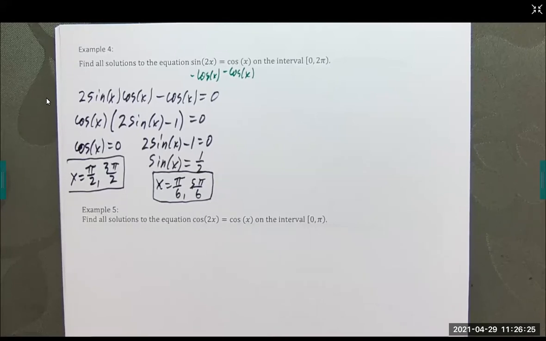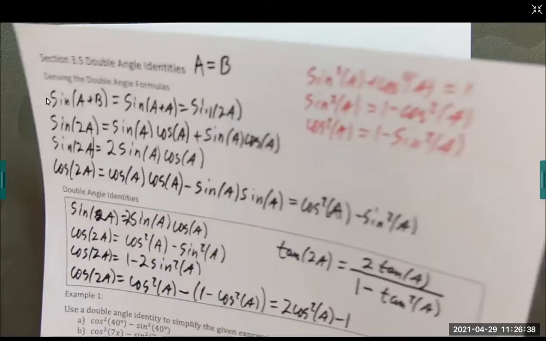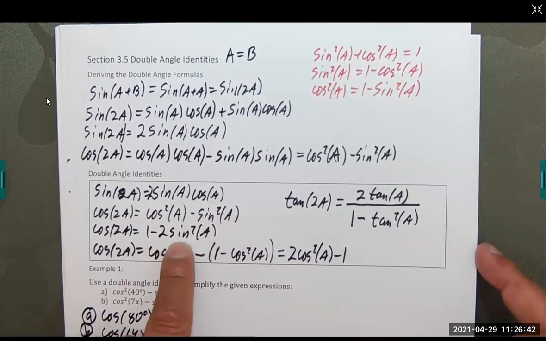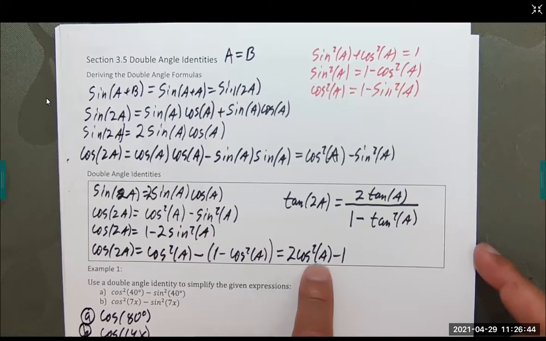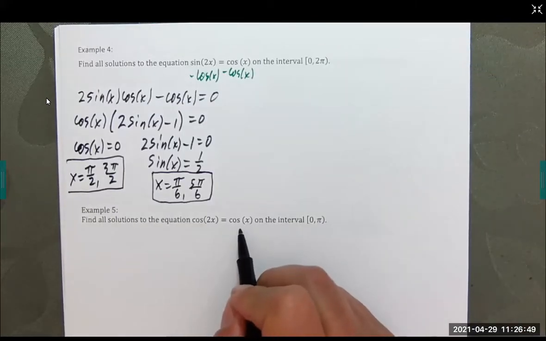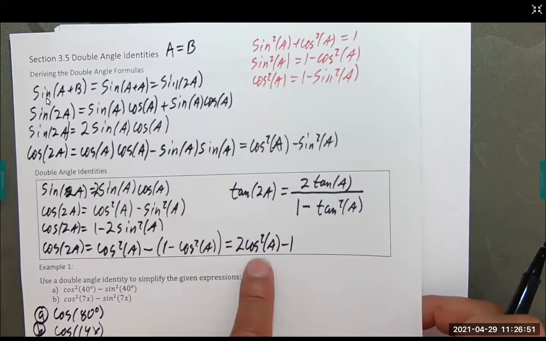All right. Example 5. Find all solutions to this here. Now, if you remember, we actually have several choices when it comes to the cosine of 2x. Cosine squared, sine squared, 1 minus 2 sine squared a, and 2 cosine squared a minus 1. Now, because I have a cosine function here, I'm going to stick to the one that has the cosine in it. That way they're all the same.